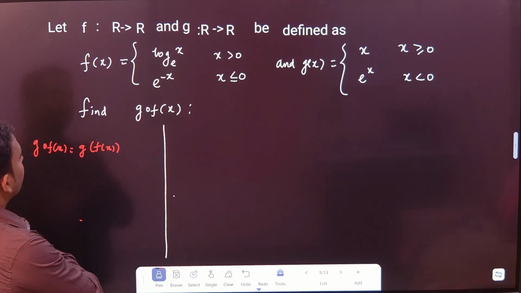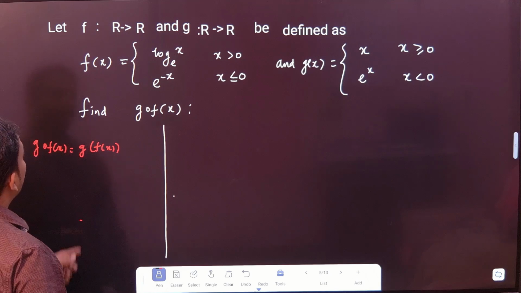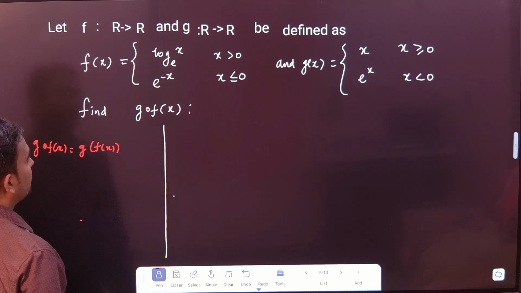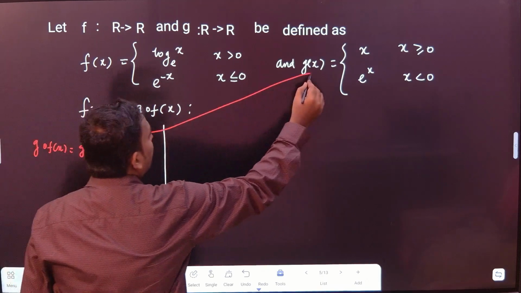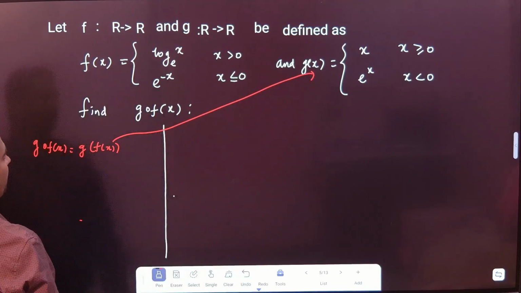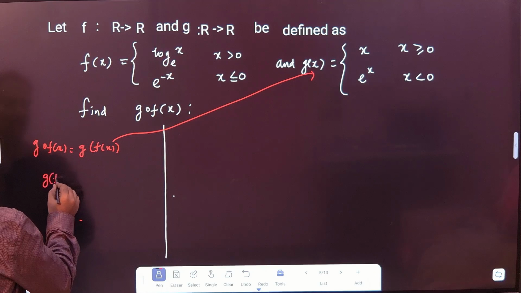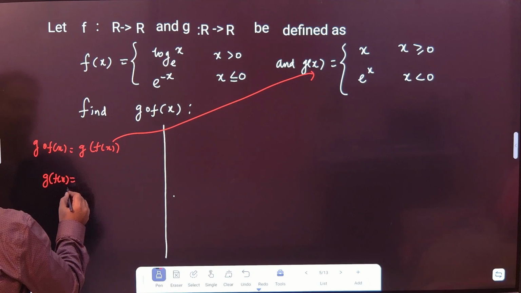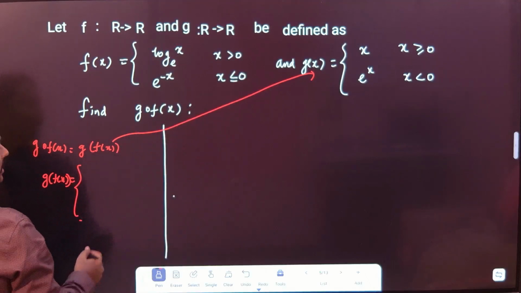Okay. Just you can see what is the domain here? f of x. You have to observe the g of x, right? Just replace x here. You can replace x by f of x. What will we get? G of f of x. How to define? First, you can see. Just replace x by f of x, right?